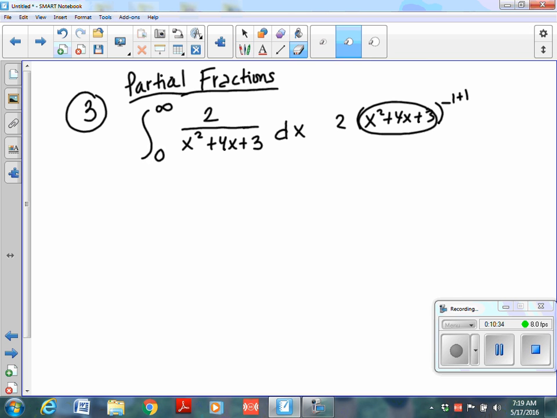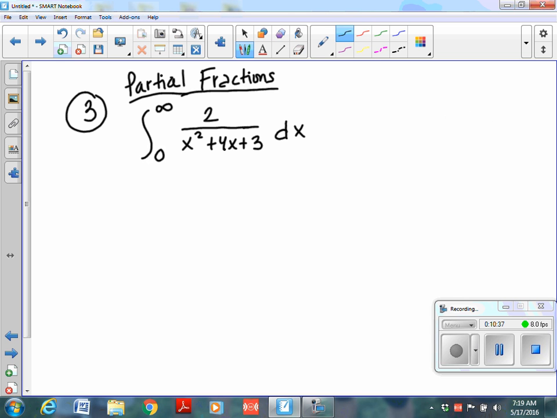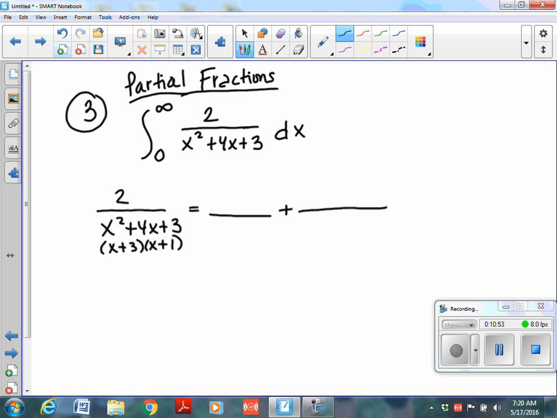So basically what you're going to do is algebra backwards. This part is just algebra. You're going to factor this as x plus 3, x plus 1, and rewrite this as two partial fractions. I'm going to put the x plus 3 down here and the x plus 1 here, or vice versa. It doesn't matter which way you do it. You're going to put an a up here and a b up here.